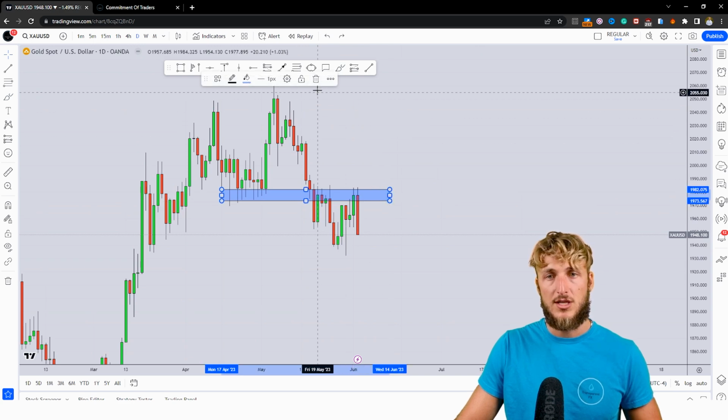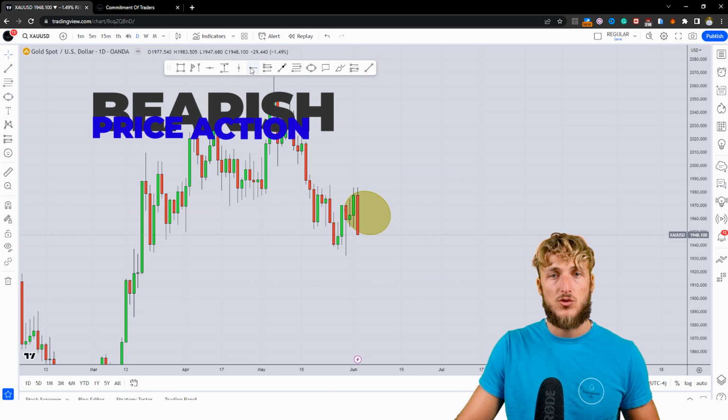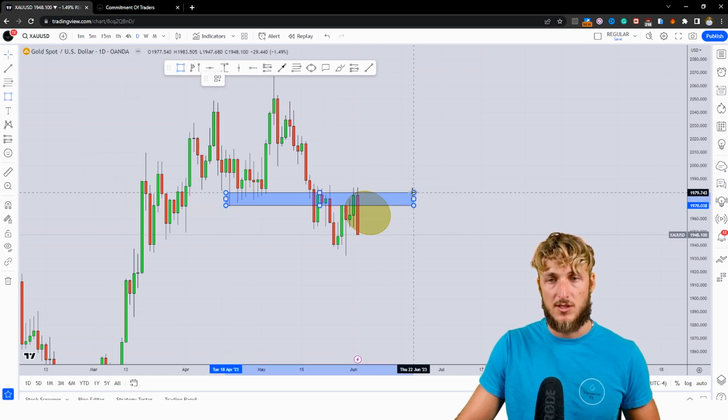So in a situation like this, we could expect more bearish continuation away from this quite important resistance level.